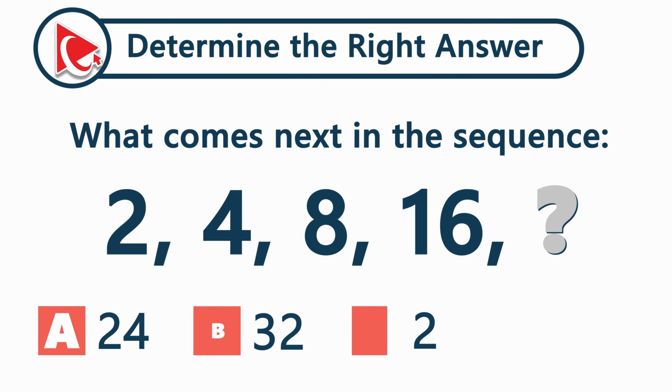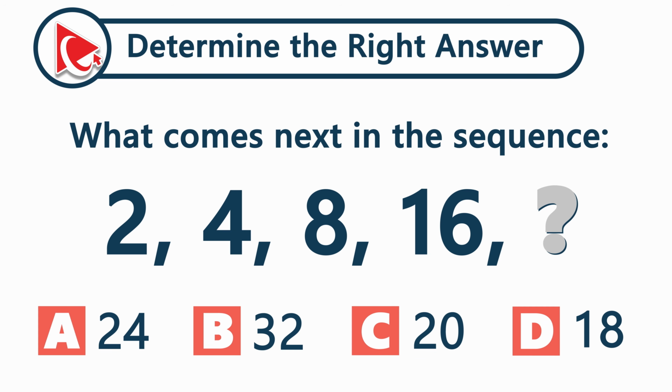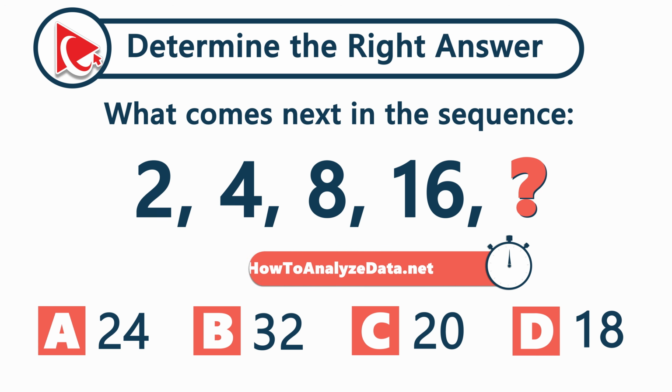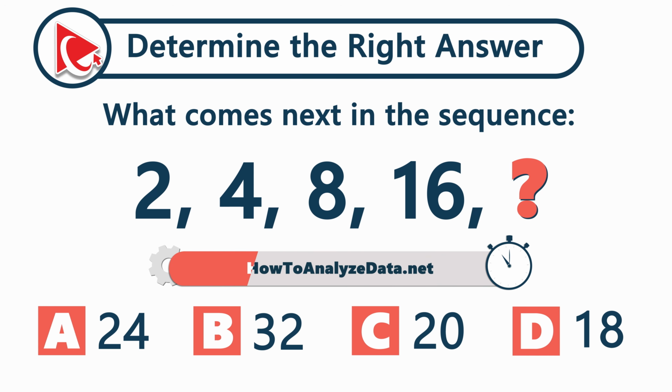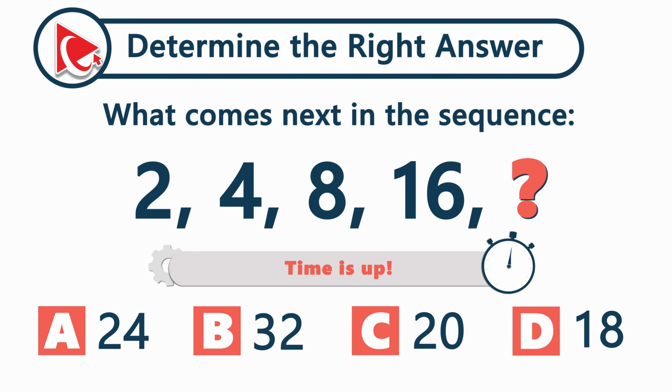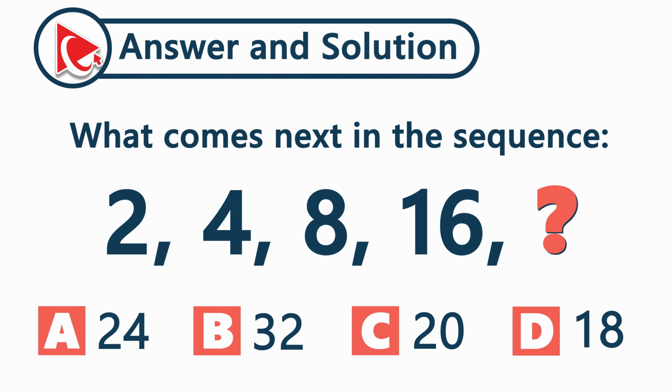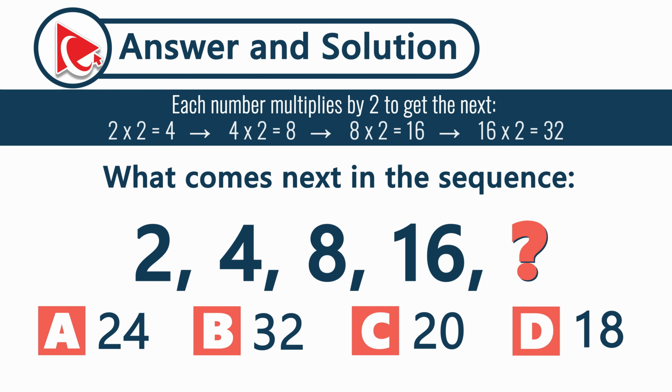Think fast. Can you spot the pattern hiding in plain sight? Here's your challenge. What comes next in the sequence? 2, 4, 8, 16. Take a moment. What's the rule here? This one is all about doubling. Each number multiplies by 2 to get to the next. 2 becomes 4, 4 becomes 8, 8 becomes 16. So 16 times 2 gives us 32, and the correct answer here is choice B.